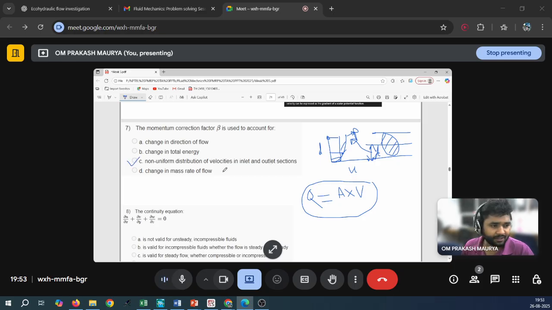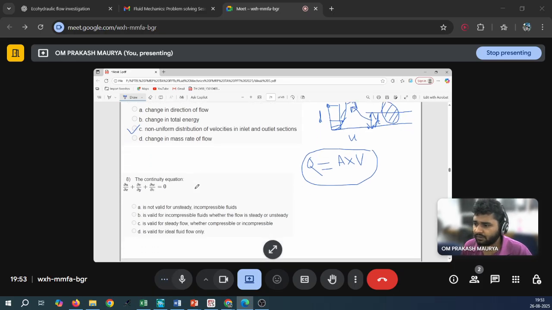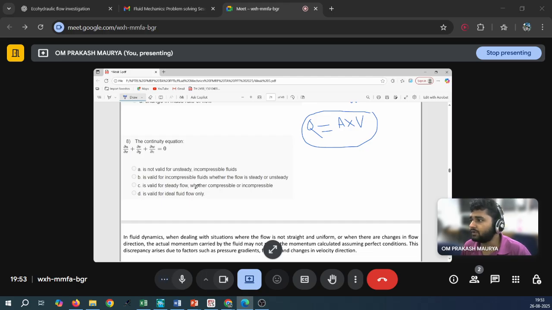This option will be correct. So hopefully you will understand. Now the continuity equation. The given equation, del u by del x, del v by del y and del w by del z is equal to 0. So the three-dimensional continuity equation is given here, and it is valid for what?